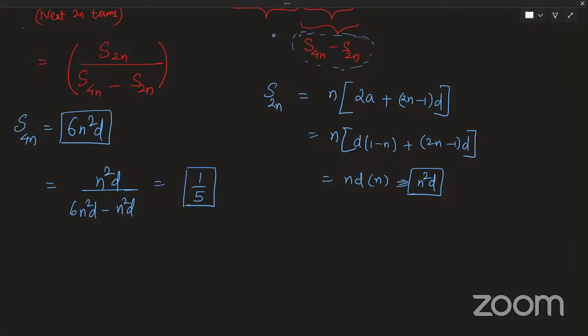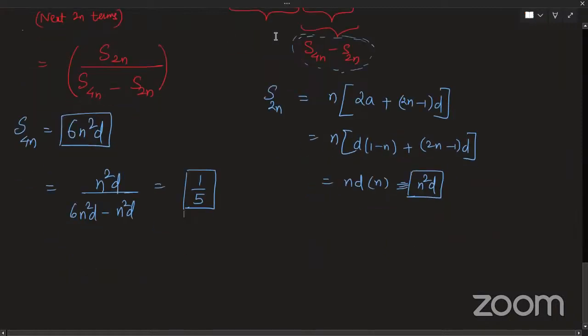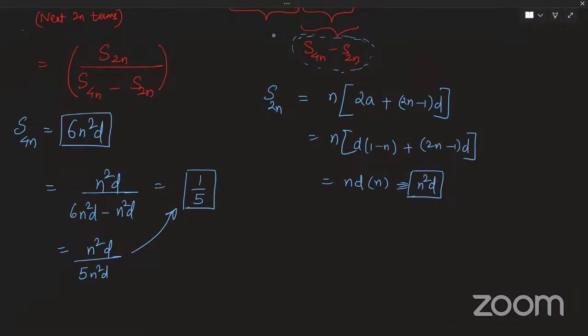Can you show it once again? Sure, no worries. Which part did you not understand? The last equation, sir. So see, it is 6n square d minus n square d, so it is basically n square d divided by 5n square d. Your n square d and n square d get cancelled, so you get 1 by 5. Fine?